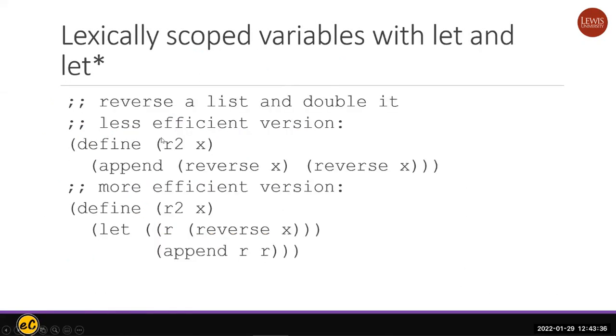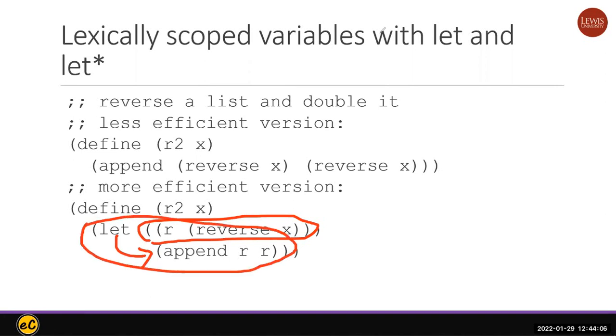So here, define R2 x: append reverse x. So x will be reversed, and x will be reversed, and you append these two reversals together and return the result. That's a double reverse. With let, you can let r be the reversal of x. So here you create a list of bindings, and that will be applied to this append function, and the result is what you define.